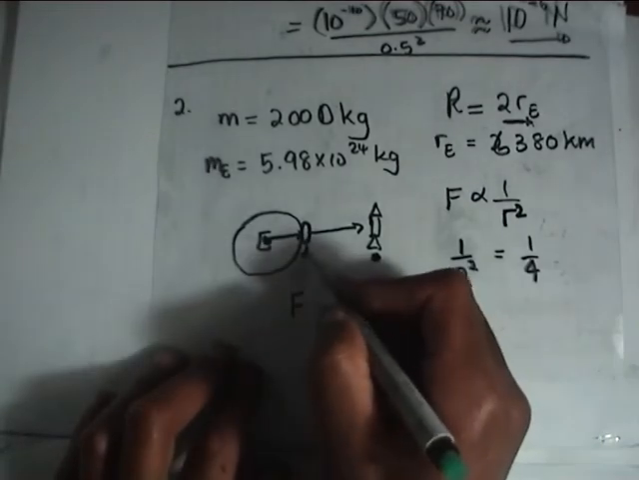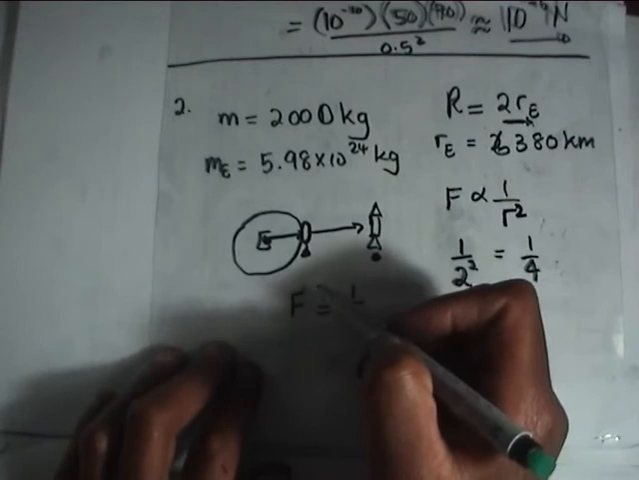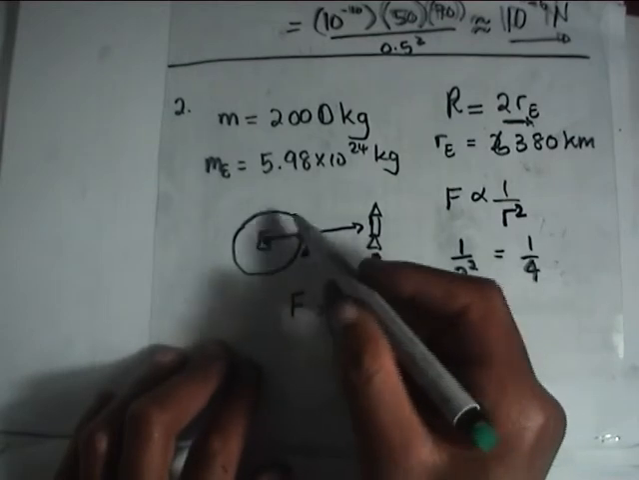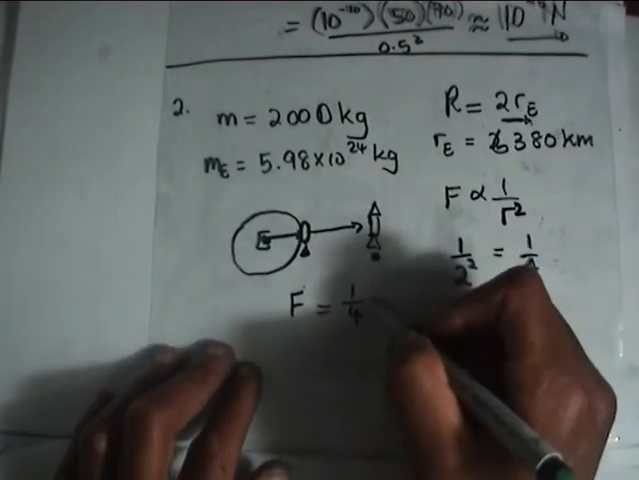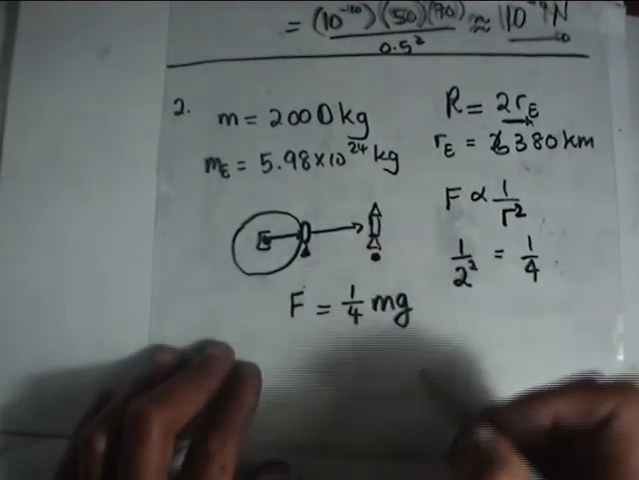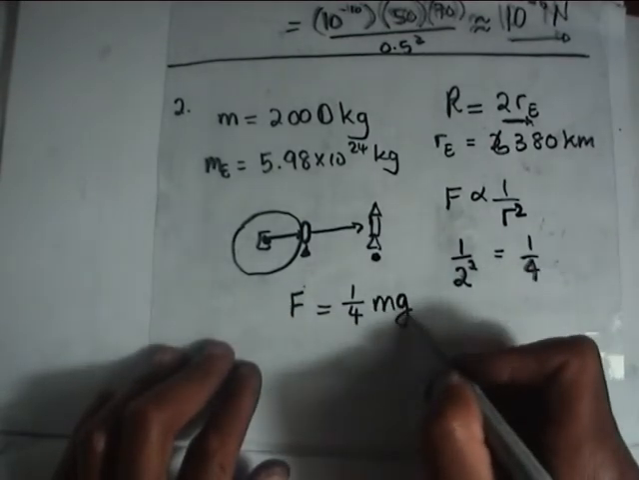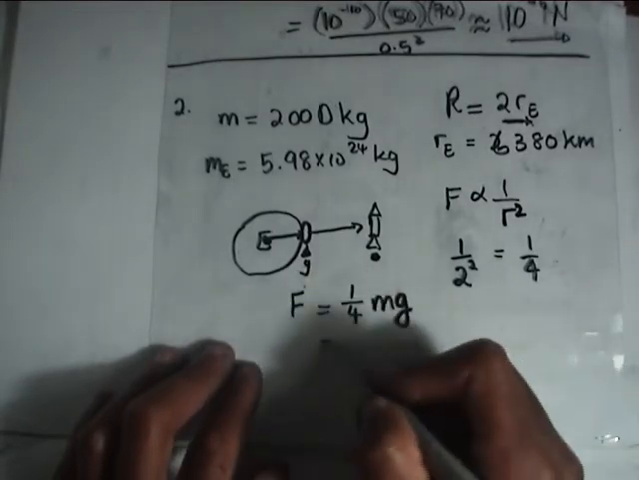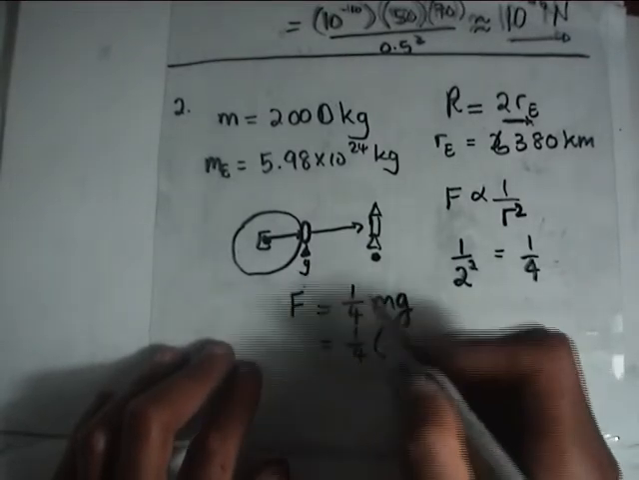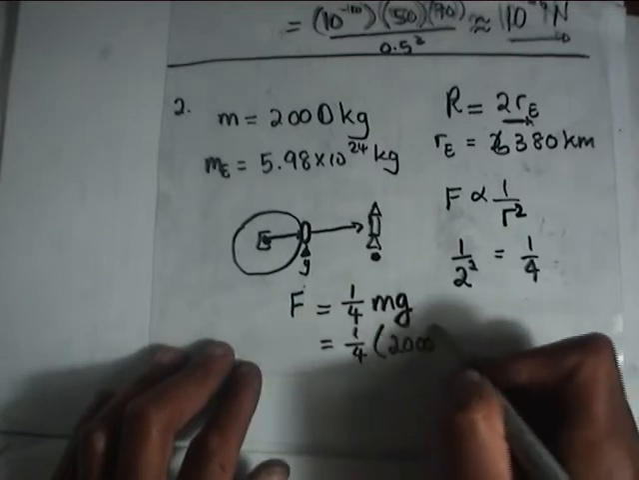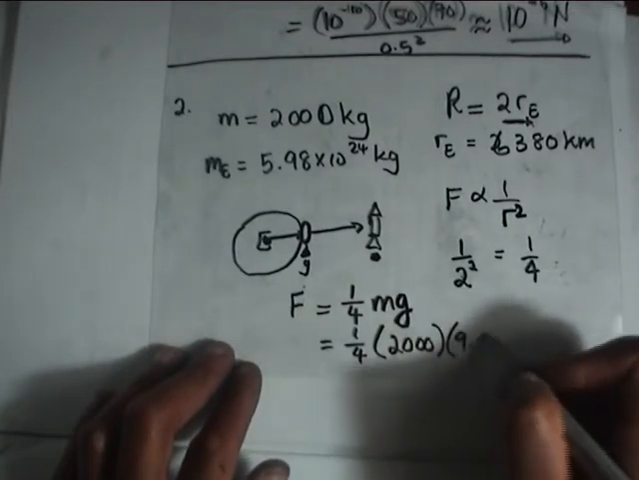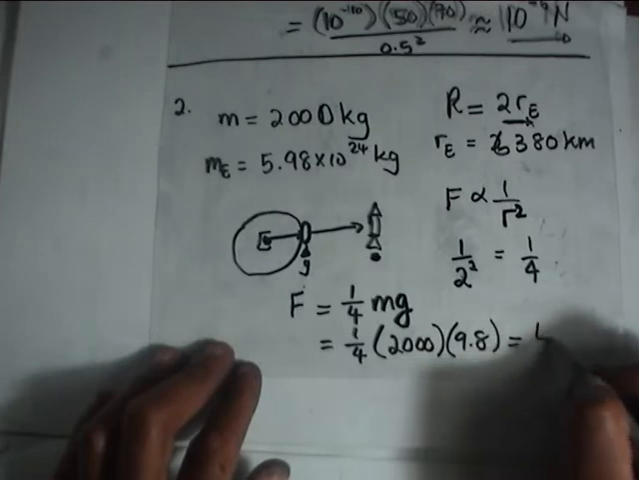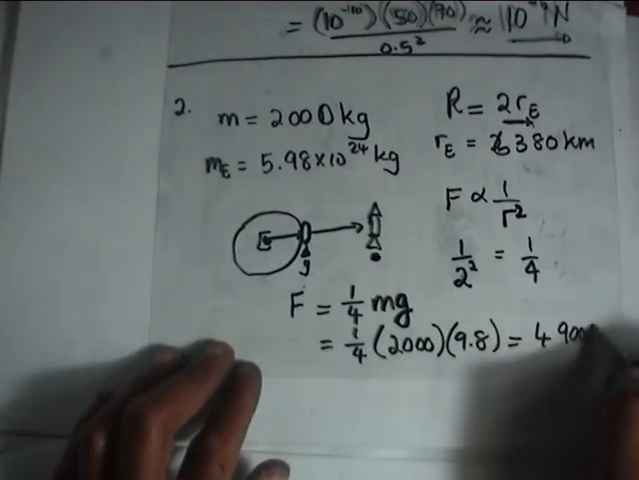But what is the force of gravity when it's at the earth's surface? When it's at the earth's surface, it is just the weight of the object. So it is a quarter of mg at the earth's surface, g being the acceleration due to gravity at the earth's surface at this point here. So this is equal to a quarter. We have our mass 2000 and we have our g as 9.8. When you do the calculation, this will be 4,900 newtons.